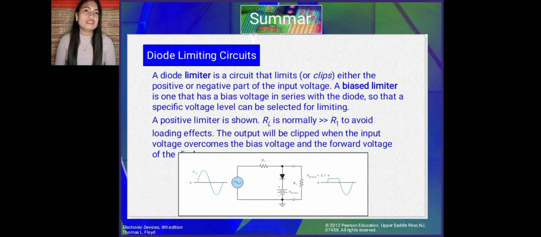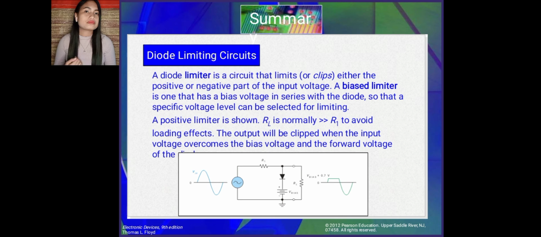A diode limiter is a circuit that limits or clips either the positive or negative part of the input voltage. A bias limiter is one that has a bias voltage in series with the diode so that a specific voltage level can be selected for limiting. A positive limiter is shown. RL is normally much larger than R1 to avoid loading effects. The output will be clipped when the input voltage overcomes the bias voltage and the forward voltage of the diode.